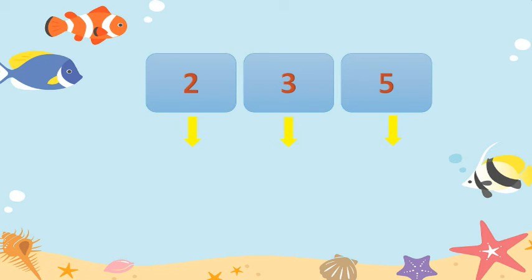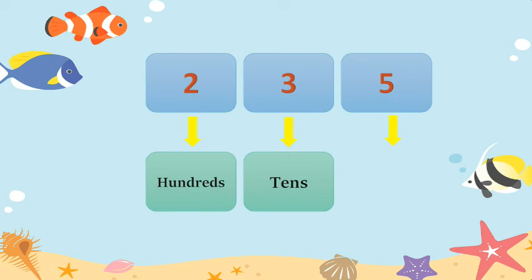Before starting today's lesson, I would like to know how much you understood about 3 digits place value. So can you tell me the place value of each digit? Yes, 2 is in hundreds place. What about 3? Yes, 3 is in tens place. Yes, and 5 is in unit place. So this is 235.